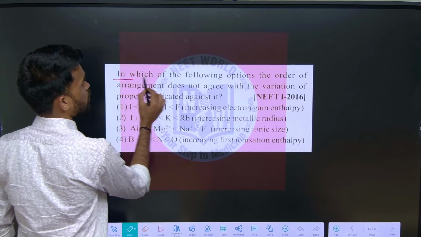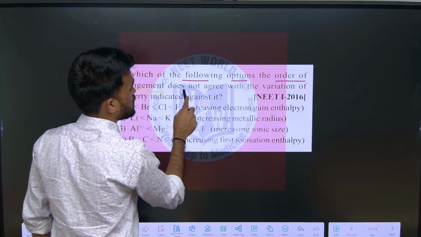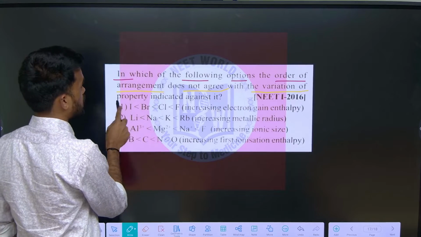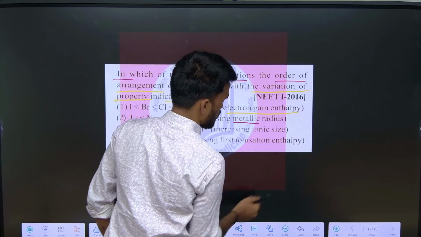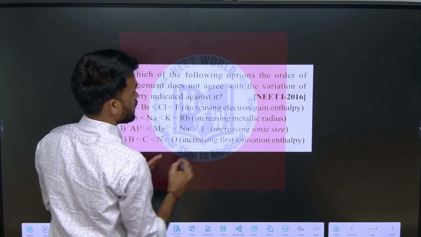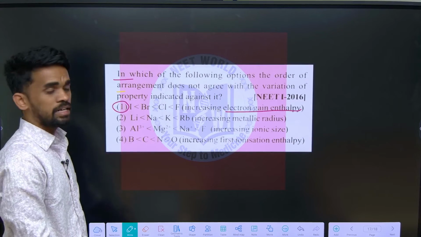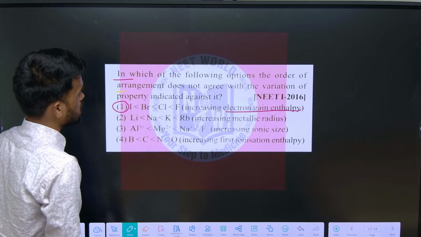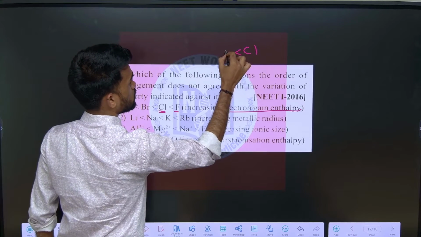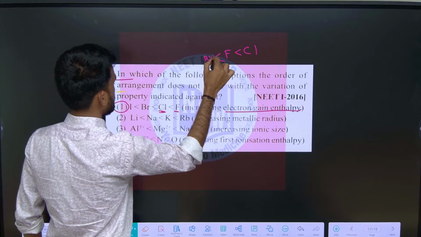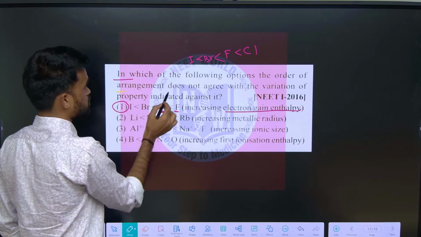Now tell me, in which of the following options does the order of arrangement not agree with the variation of property indicated against it? The first property they are asking is electron gain enthalpy, the order for halogens. This question we already did. Electron gain enthalpy is more for chlorine than fluorine, so you should take it as chlorine more than fluorine, then bromine, then iodine. It should be like this, but it is given in the wrong order, so the first option is incorrect.